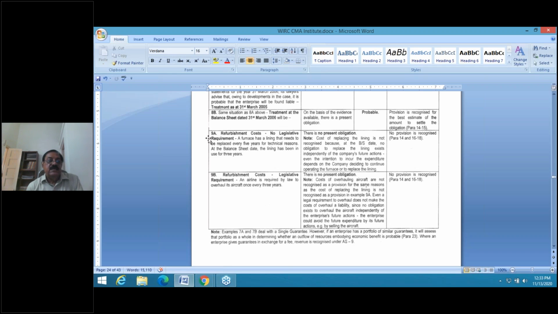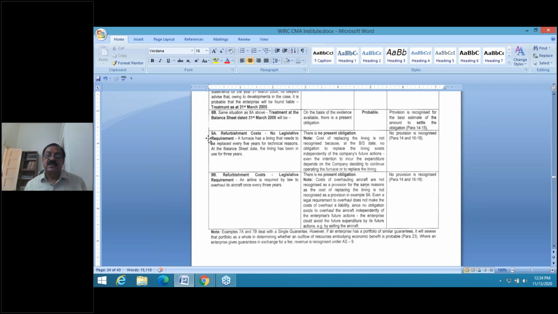A furnace has a lining that needs to be replaced every 5 years for technical reasons. At the balance sheet date, the lining has been in use for 3 years. So should I provide for expenses for replacement of the lining of the furnace in my 3rd year's balance sheet? Obviously the answer is no, because still there are 2 years and I'm not sure what I will do after the remaining 2 years, that is, at the end of the 5th year. I may replace the furnace totally. In that case, I will not be required to incur these expenditures at this point of time. My incurring these expenses is less than 50% chance.